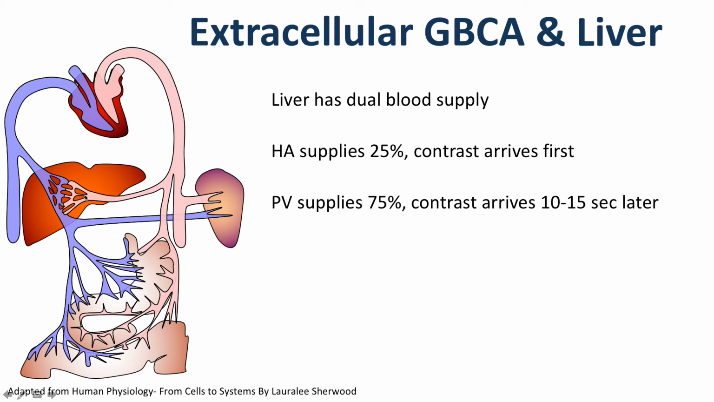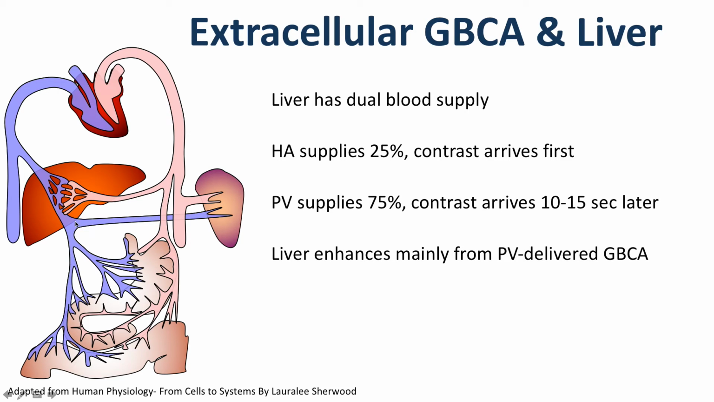Because it takes 10 to 15 seconds for contrast to go from aorta to spleen to portal vein, and 10 to 15 seconds for contrast to go from aorta to gut to mesenteric vein, the contrast in the portal vein arrives to the liver about 10 to 15 seconds after the contrast arrives via the hepatic artery. Memorize this number. This number is actually important, 10 to 15 seconds. We'll explain why that's important in a bit.